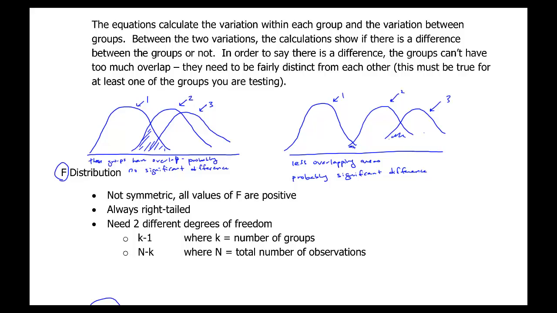Okay. So this is what the ANOVA test will do. It will look at the variation within a group and the variation between groups, and look at how much overlap there is with the groups to determine if one or more of them are different from the rest.